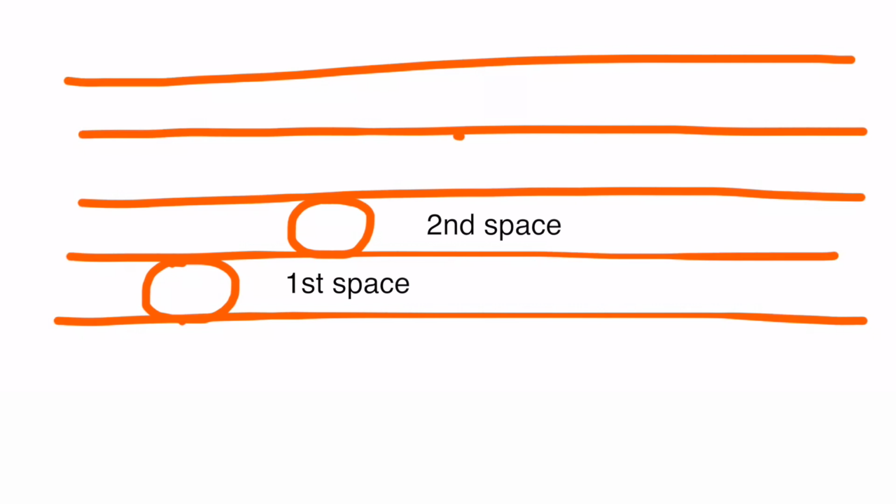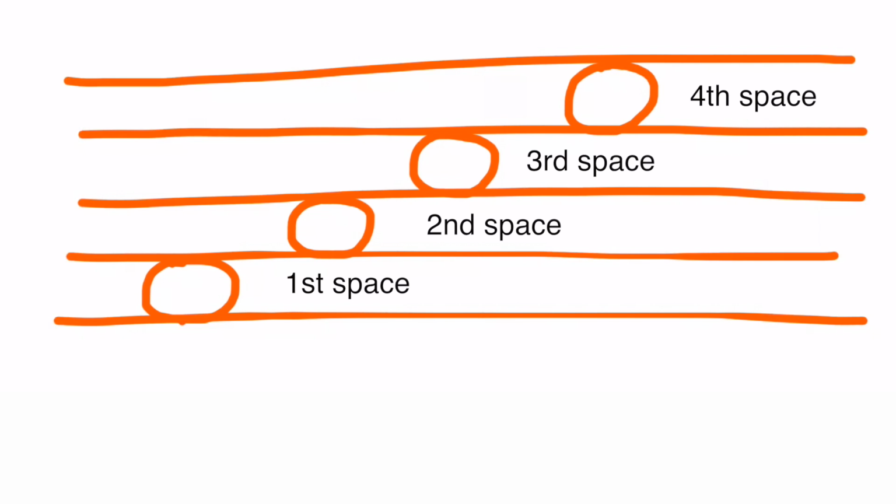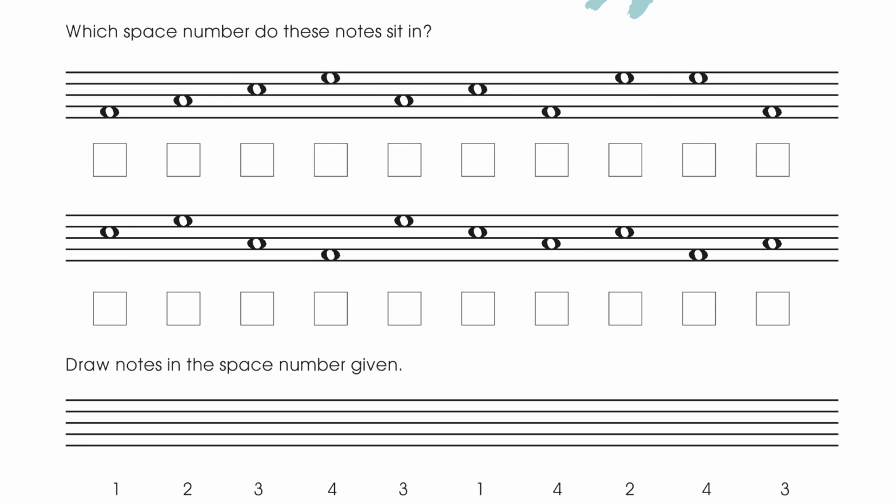Notice how I start on a line, I go down to the line below, and I come back up again. Third space, and fourth space, or top space. These are space notes. Now you've got the information to complete the exercises.